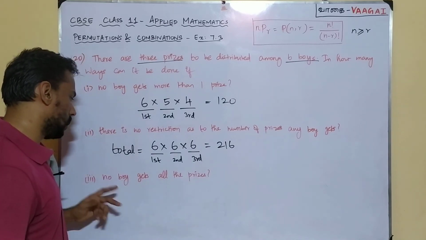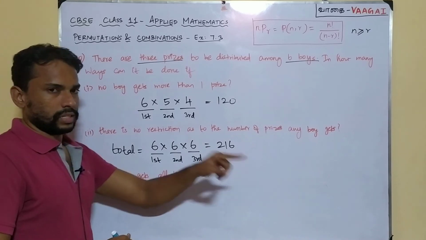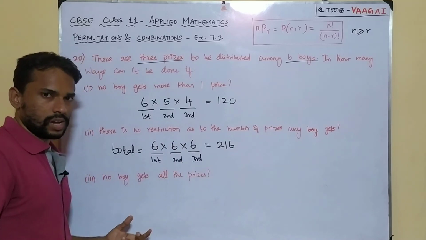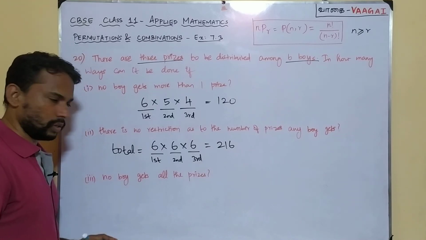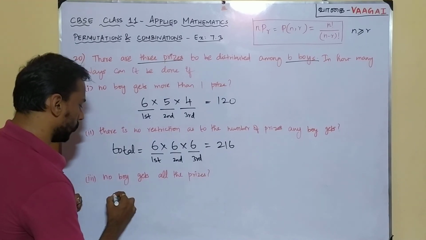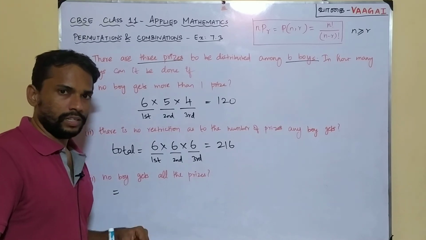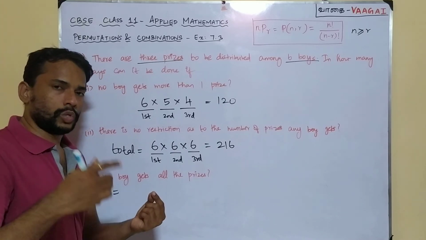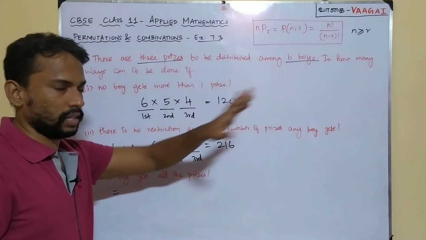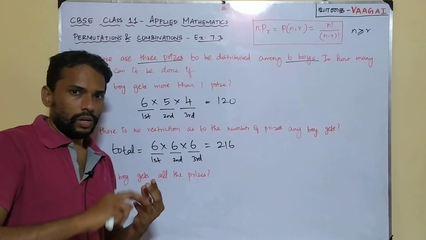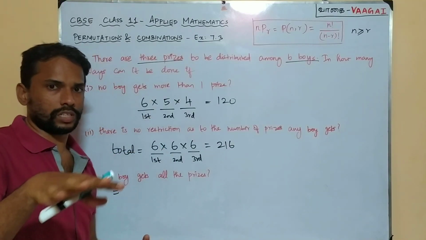Now next, third subdivision: no boy gets all the prizes. This is a little tricky for us to understand, so we should carefully understand this question. What do you mean by this? No boy gets all the prizes means the same boy should not be getting all the prizes. There are 6 boys, and not all the prizes are going to the same single boy itself. This is the meaning.